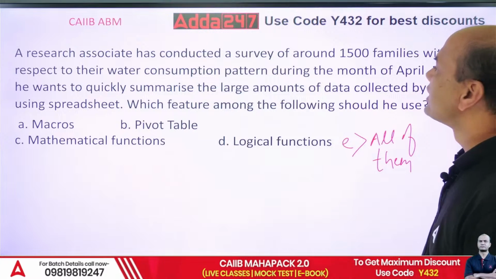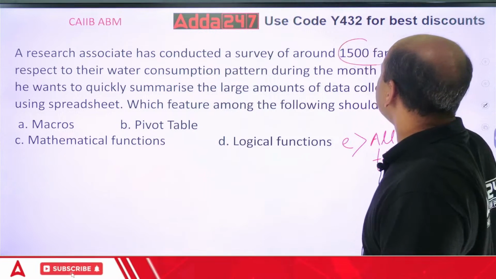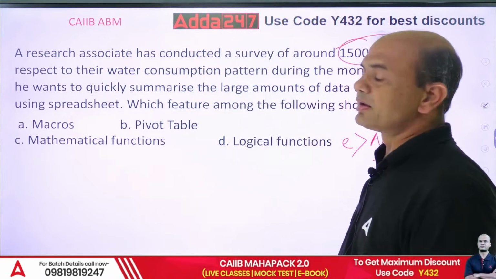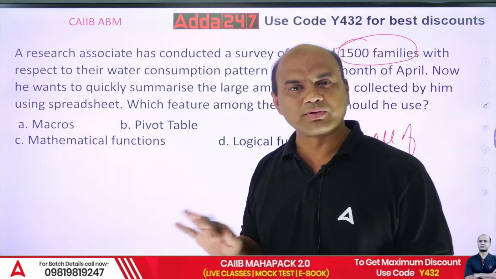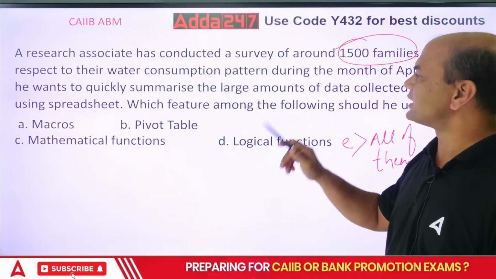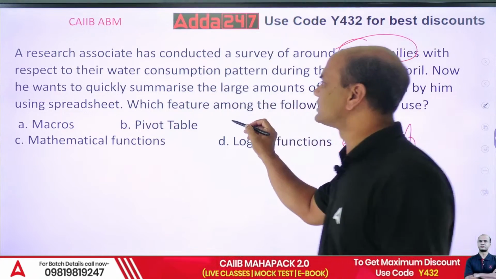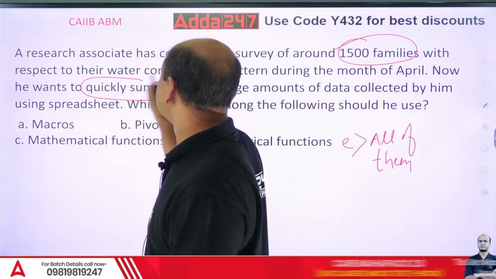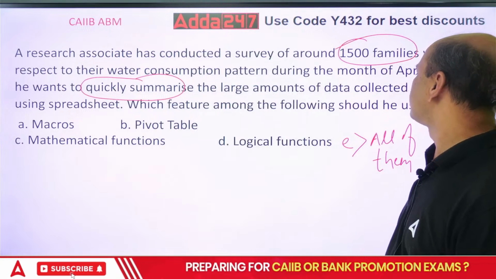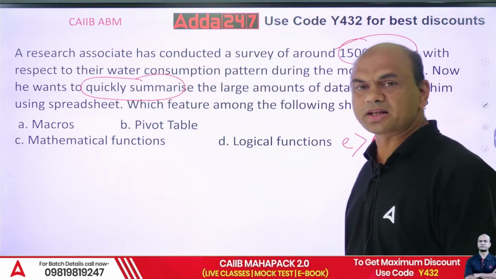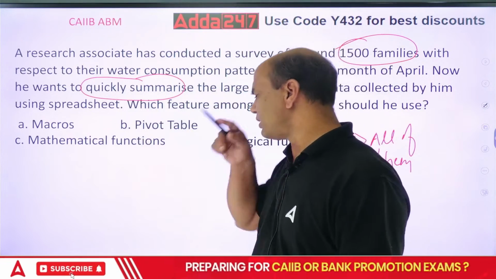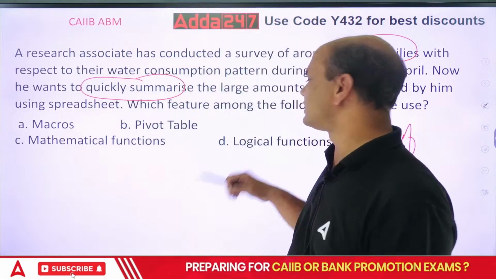Check this. He has conducted a survey of 1500 families. So he'll have a large data now. 1500 is a big number. Analyzing that large data is a very difficult task. So he wants to quickly summarize the large amounts. So which feature among the following should he use? If he wants to summarize the large data, he must use macros, pivot table, mathematical functions or logical functions.